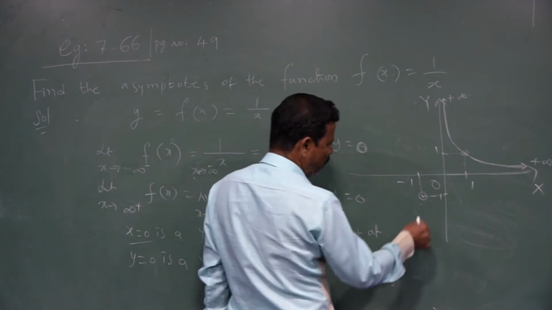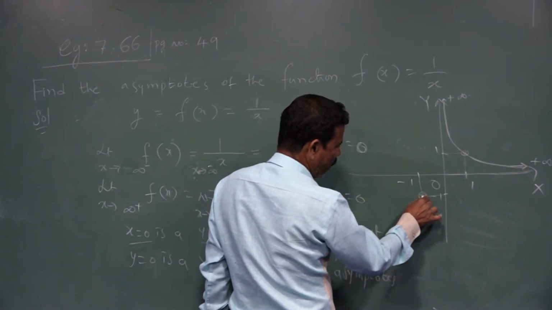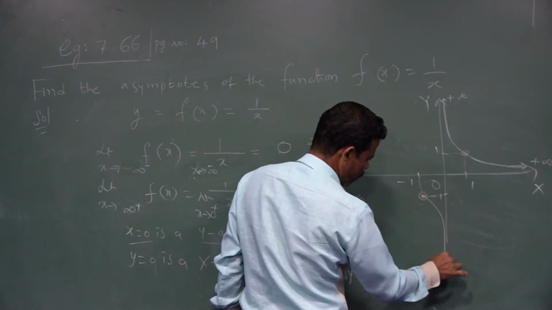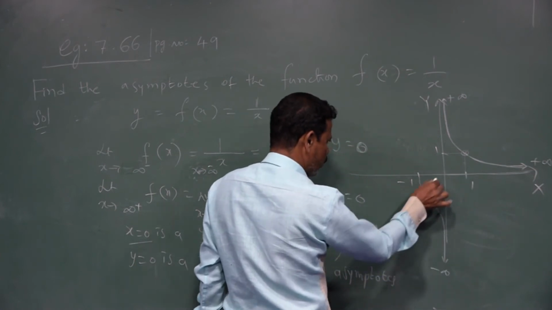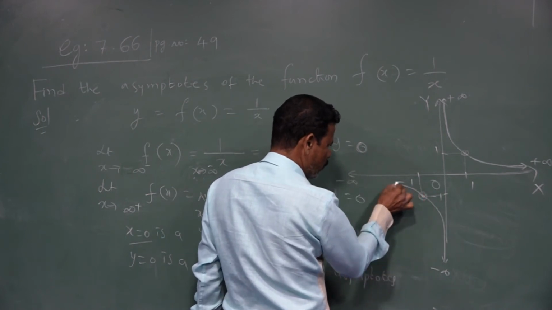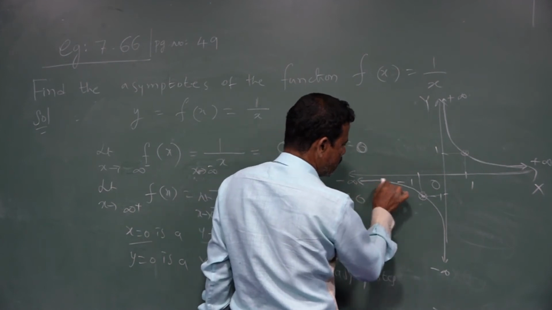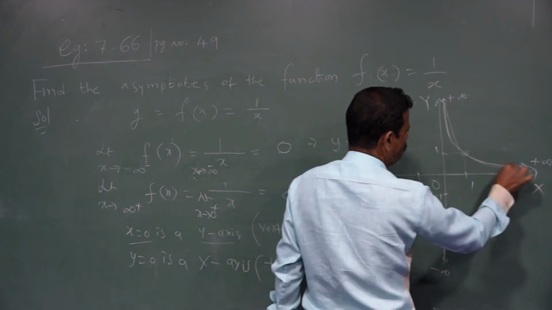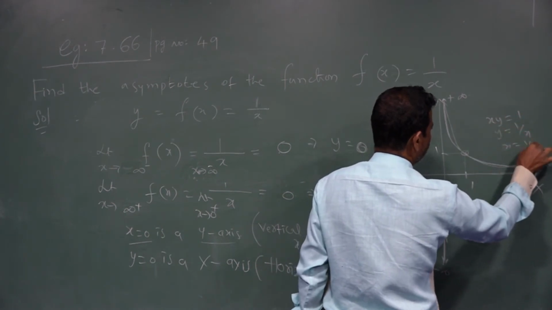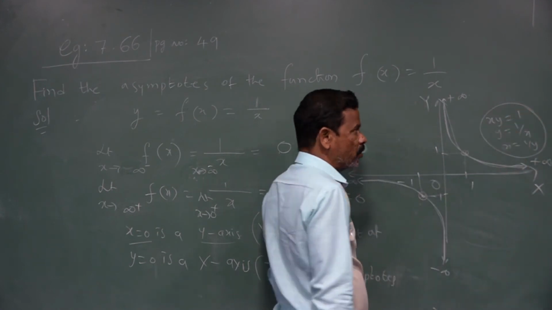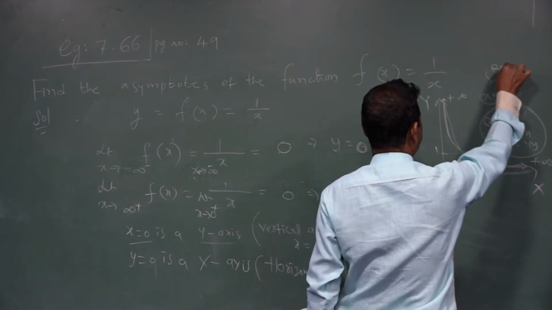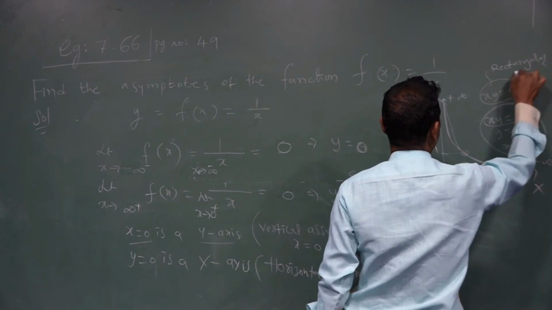Next, at minus 1, if x goes to the right side, this function goes downwards to minus infinity. If x decreases in the minus infinity direction, this also goes to minus infinity. So this combined equation is xy equals 1, otherwise y equals 1 by x. Any xy equal to a constant represents a rectangular hyperbola.